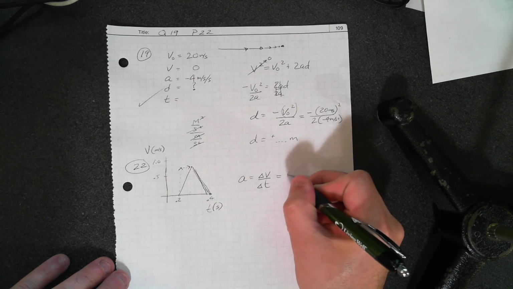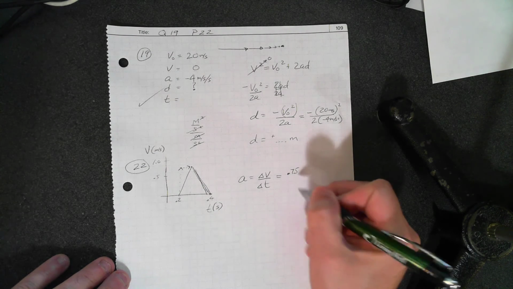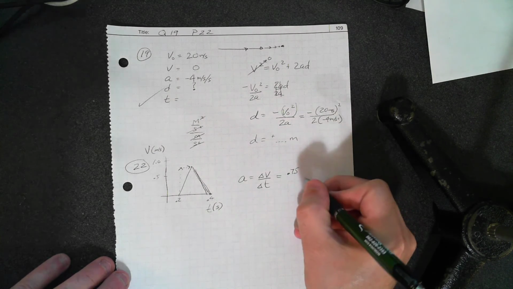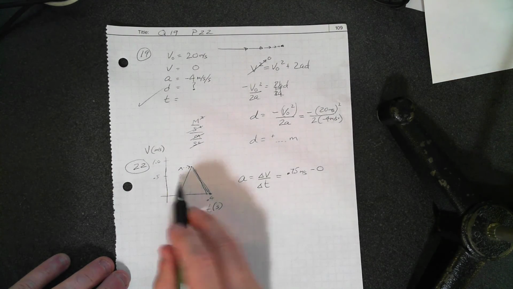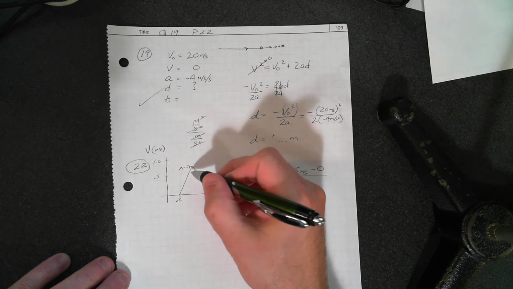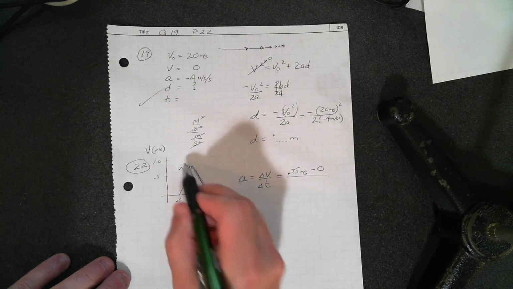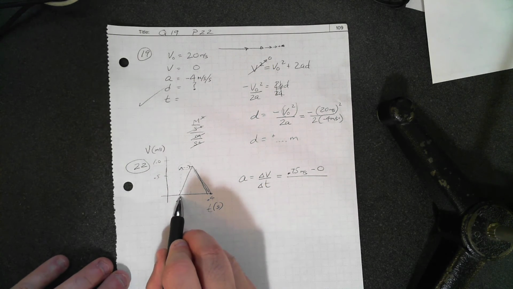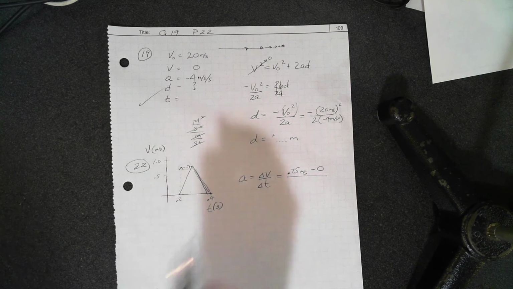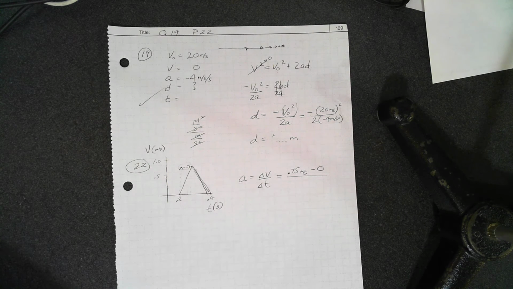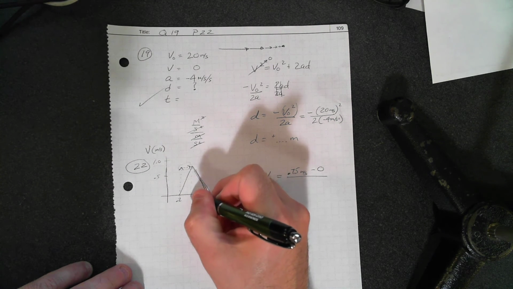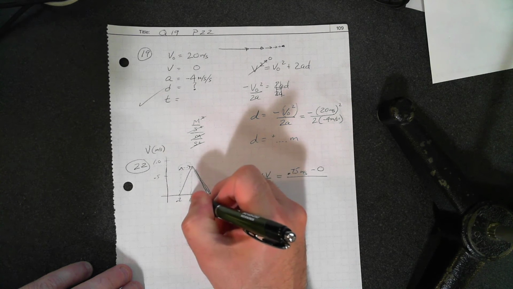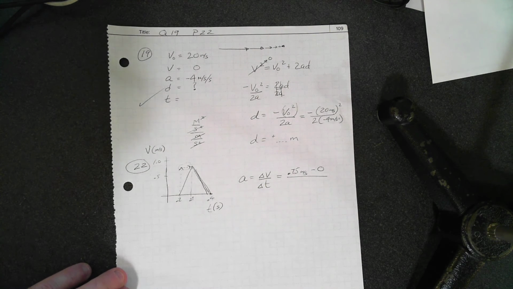So final 0.75, I assume this is meters per second, minus 0 over, now here's where you got to be careful here, that time. It's starting out here at 0.2, and I'm looking in the book here at it. I would say it's probably somewhere around 0.27 where the top of that graph is. And that's going to be an estimate.